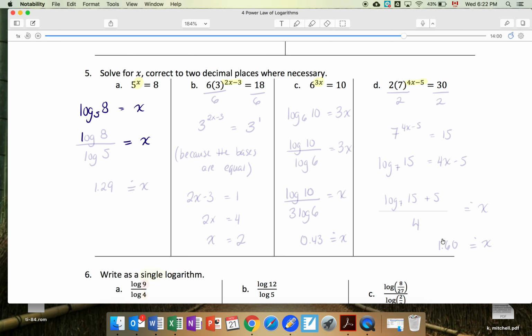So if you wanted on your calculator, you could also just do, okay, well, I'll do log base 10 of 8 divided by log base 10 of 5. Right? And if you did that, that would give you your answer, and it would be equivalent to what log base 5 of 8 equals, which is approximately 1.29.